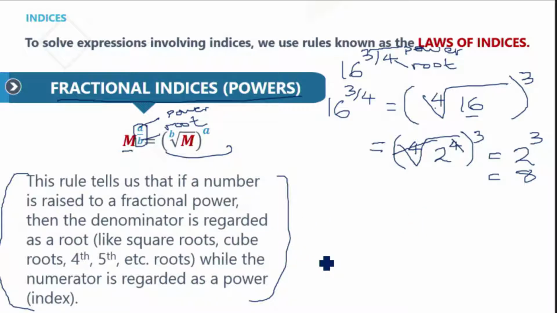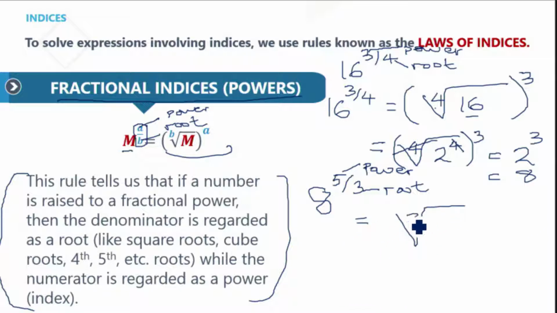All right, let's take another example. Another example is 8 raised to the power 5 over 3. So we take the numerator as the power, and we take the denominator as the root. So this is going to be equal to the third root of 8, all raised to the power 5.